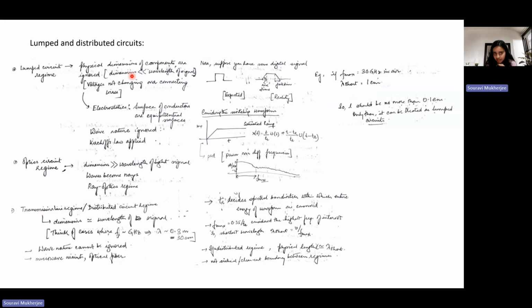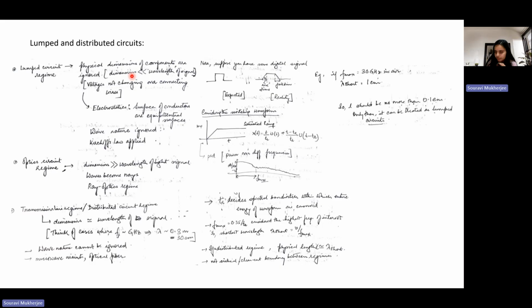This is a regime where you can ignore the effect of these wires, and that's the situation where the dimensions of the components are much smaller than the wavelength. Because they are much smaller, you can ignore the wave nature. And in this regime, you can apply our well-known Kirchhoff's laws that we read about long back in high school, the voltage law and the current law, right?